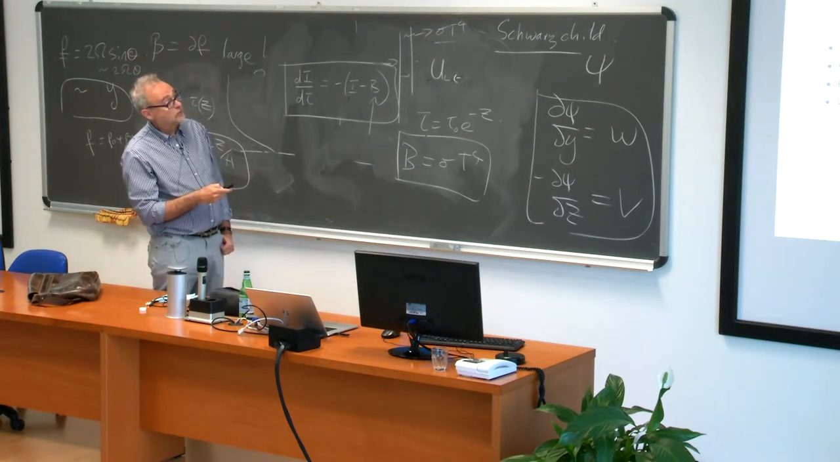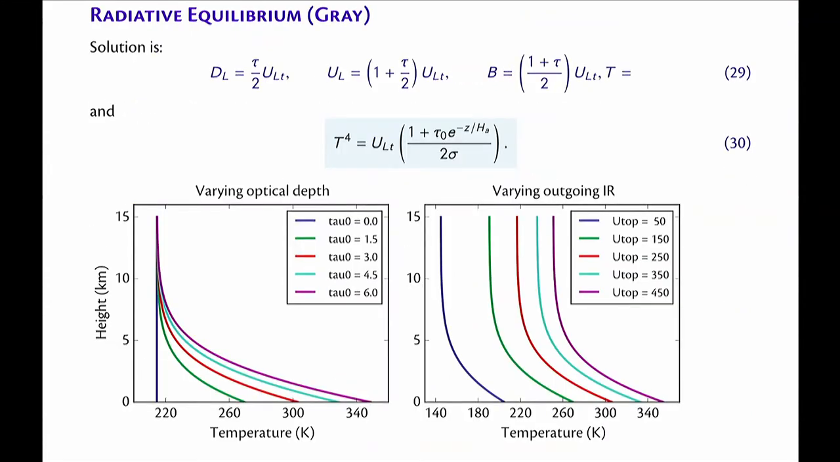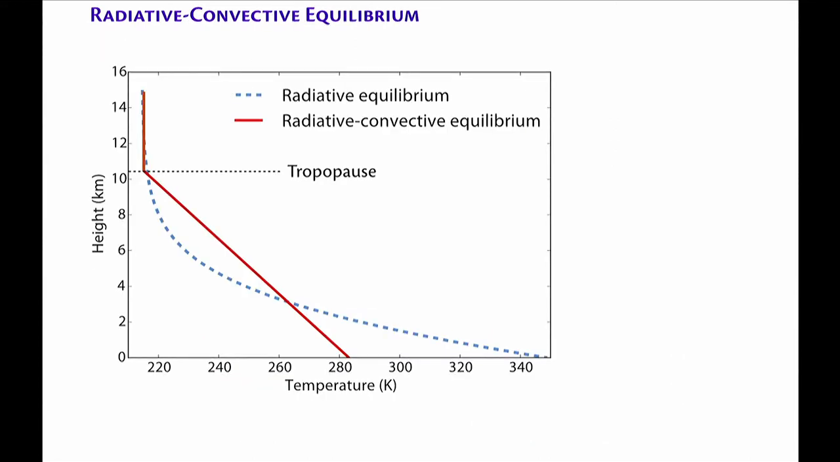Do I have it? My US standard atmosphere is gone. It was right at the back. But the US standard atmosphere has got a fairly isothermal stratosphere until you get up to the upper stratosphere.